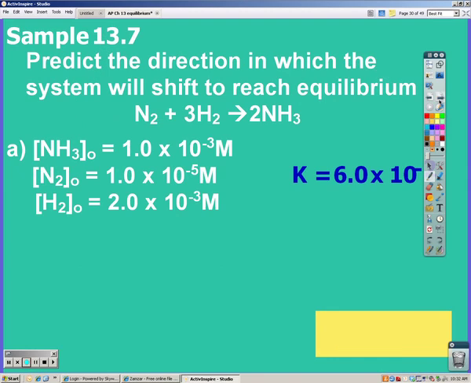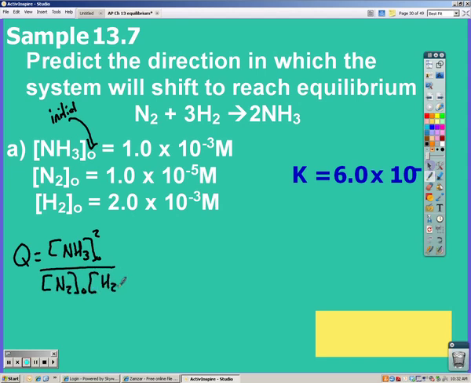So in this problem, we need to predict the shift in equilibrium. They gave us the K, and they gave us 3 initial values. We know it's initial because there's that little 0 at the bottom. Anytime you see that, it's going to mean initial. So I write my Q expression just as I would write my equilibrium expression. So everything looks the same except it's Q and not K. And I use initial instead of equilibrium. I plug my initial values in.